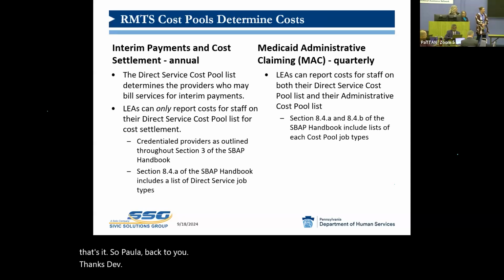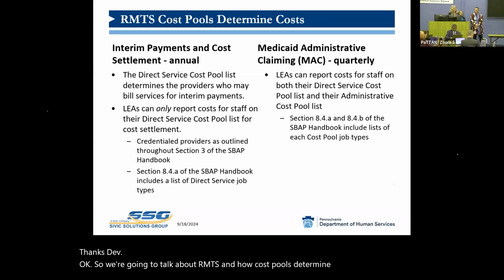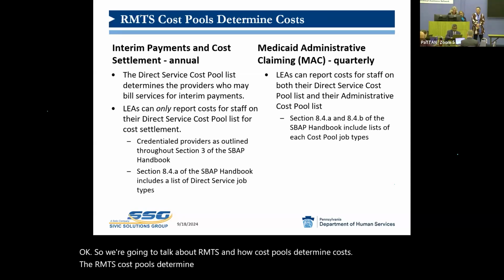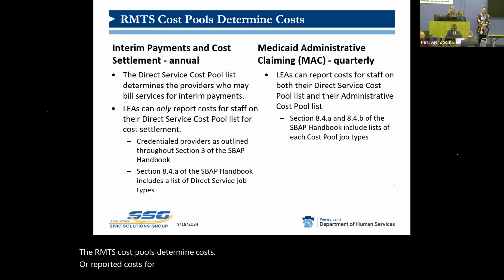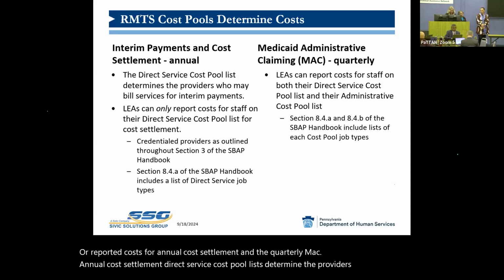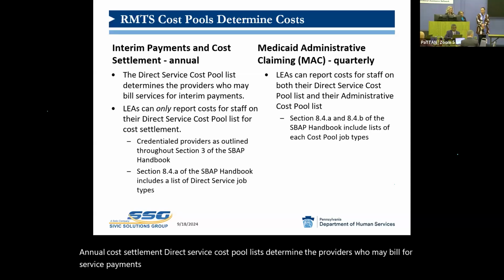Okay, so we're going to talk about RMTS and how cost pools determine costs. The RMTS cost pools determine reported costs for annual cost settlement and the quarterly MAC. Annual cost settlement direct service cost pool lists determine the providers who may bill for service payments, or as we refer to them, your interim payments.